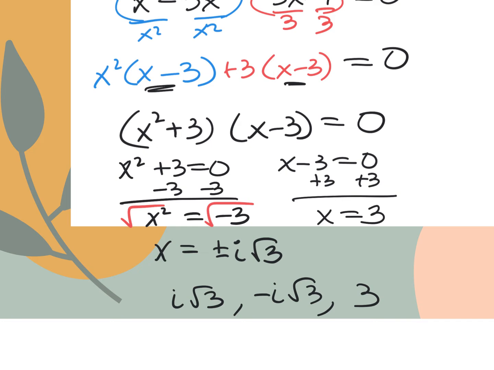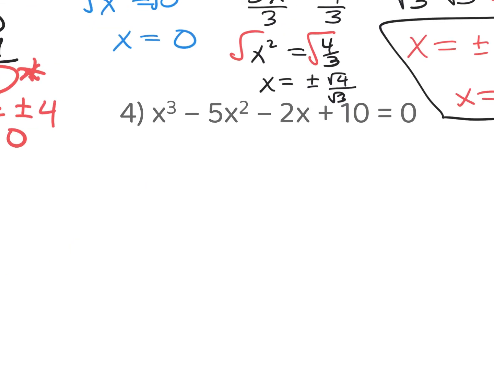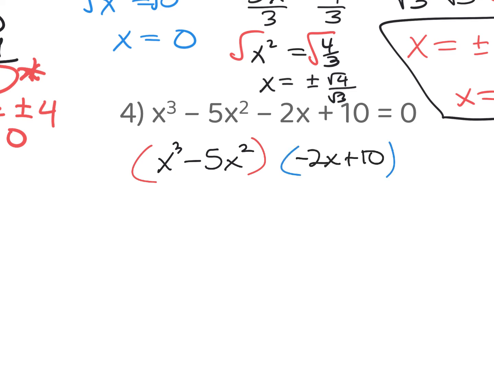Let's try example 4, another 4-term polynomial. Notice there's no GCF that I can pull out, so let me make my 2 groups. x cubed minus 5x squared is my first group, and then negative 2x plus 10, that'll be my second group. Now I need to look for a GCF out of my first group. It's going to be x squared.